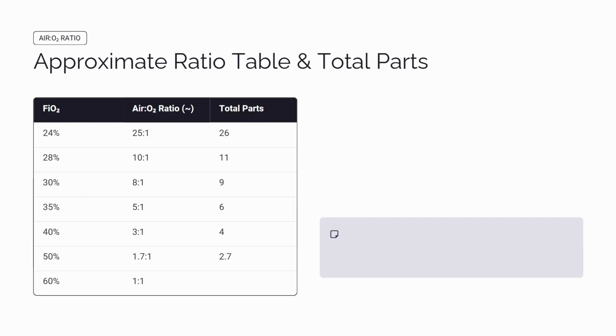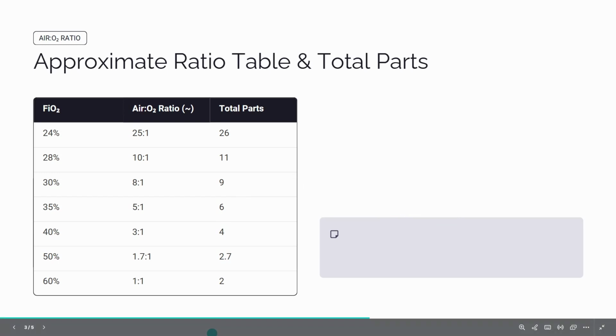And notice that pattern. As the FiO2 climbs higher, the ratio keeps shrinking. That means less and less air per part of oxygen, which matches exactly what we just talked about. Now, one important distinction here, these are estimates rounded for quick use. The exact formula we just worked through gives you the precise number. If you need a fast bedside estimate, this table is what Egan's gives you, though it's an approximation, not the exact figure.